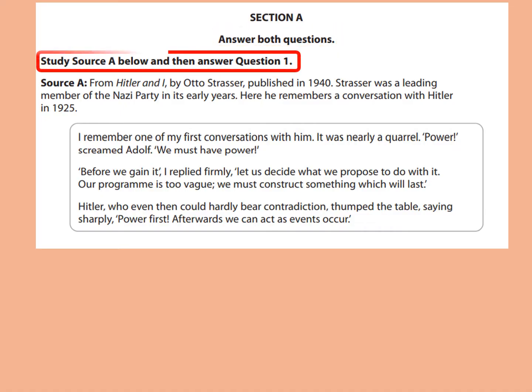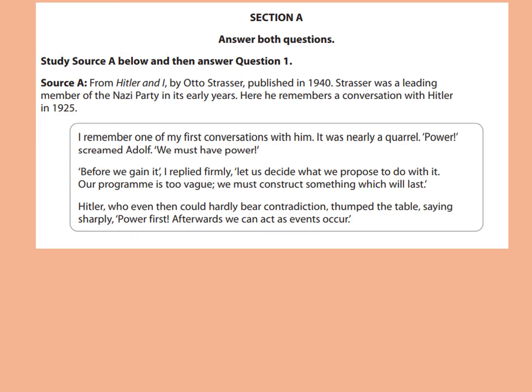Next, it tells you which source to study. This is important because there is a source A, and then in a separate booklet there'll be a source B and C and the interpretations. So make sure you're focused on the correct question. Usually source A will be very close by, so it's hard to make a mistake. Let's have a look at source A now.